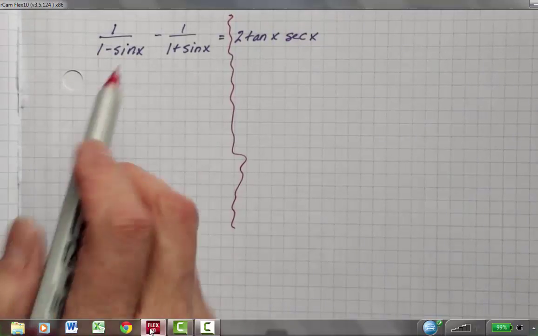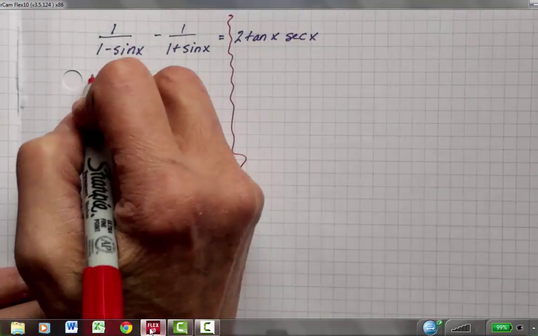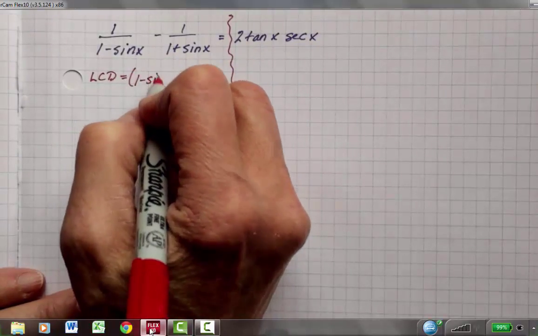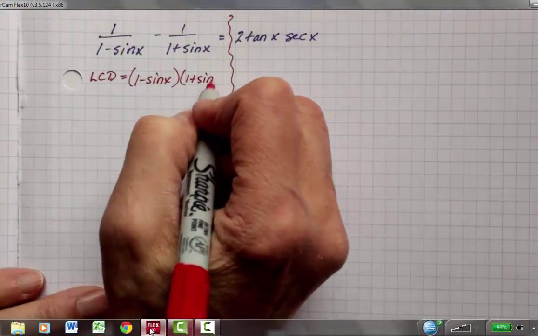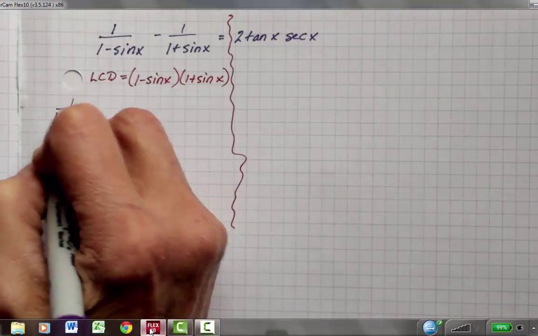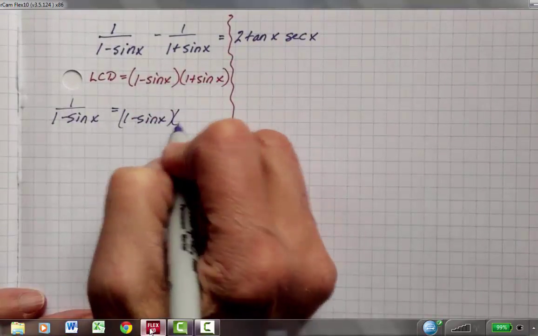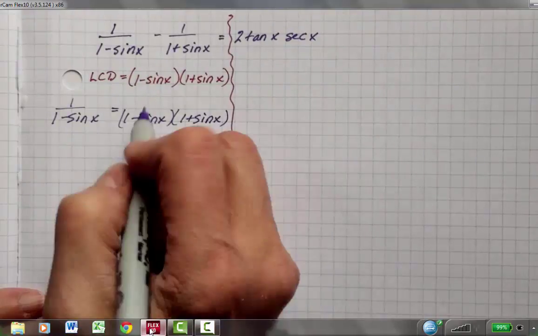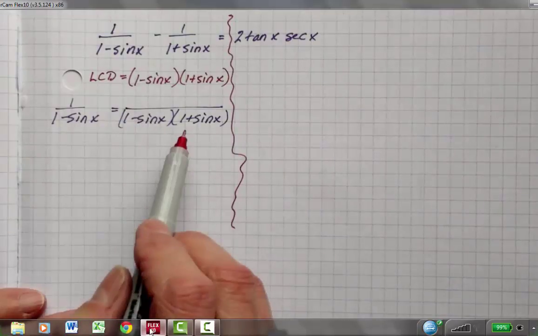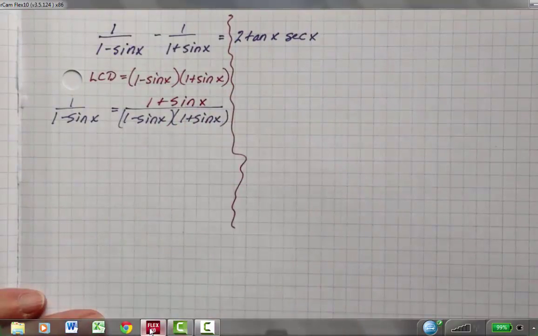And the first thing I'm going to need to be able to combine these two fractions is to find an LCD, a lowest common denominator. And my lowest common denominator is going to be each of these denominators. So 1 minus sine x times 1 plus sine x. So I'm going to need to make this first fraction into a fraction where my denominator is 1 minus sine x and 1 plus sine x. So I'm going to find an equivalent fraction. So what did I do to this denominator to get me to this denominator? Well, I multiplied it by 1 plus sine x. So that's what I need to do in the numerator. I need to multiply the numerator by 1 plus sine x.